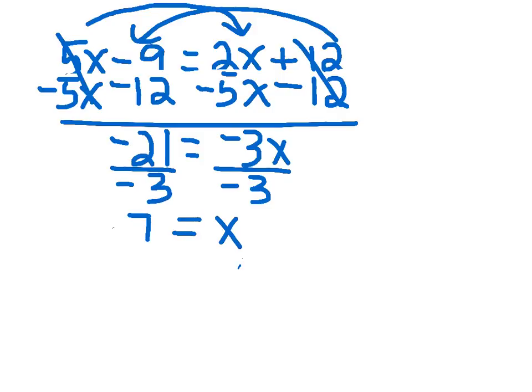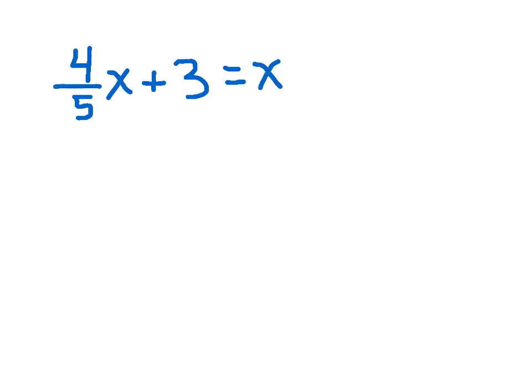The moral of the story is keep your equal sign steady and bring your variables one direction and then bring your constants the other. It doesn't matter which way you choose to go. So let's look at some ones that have some fractions in them. If I say 4/5 of x plus 3 is equal to x.